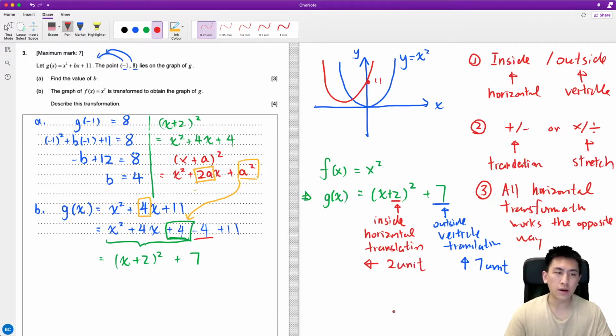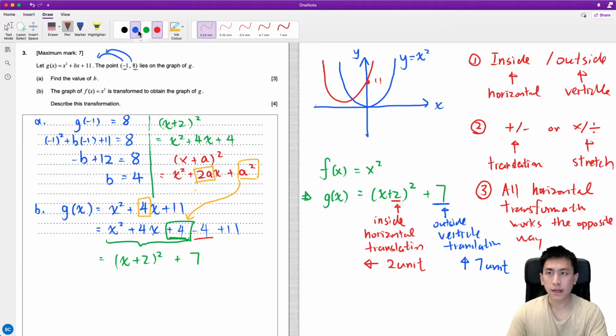Okay, so I'm not going to write down the full answer. The full answer you have to write is that the transformation is that the graph first translates horizontally to the left by 2 units, and then translates upward by 7 units vertically, right? So that would be it. The more proper treatment of transformation, of course, is not to memorize this kind of stuff, but this is a very quick way you can spot the transformation, and this works for every function transformation as well.